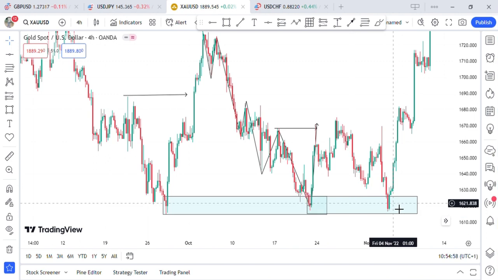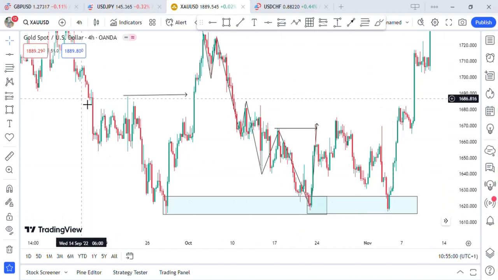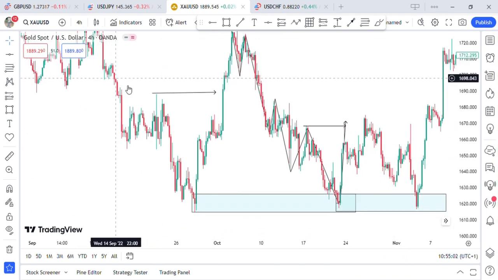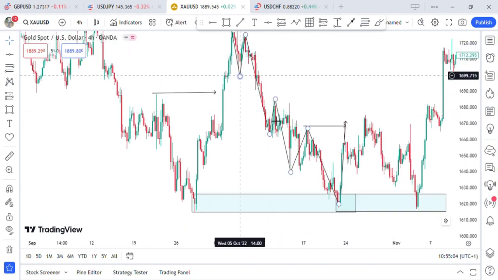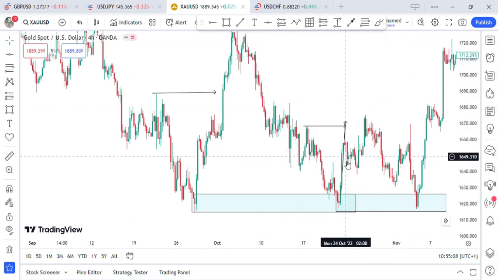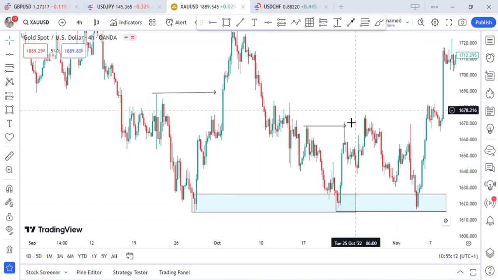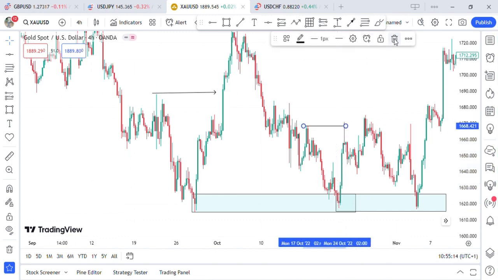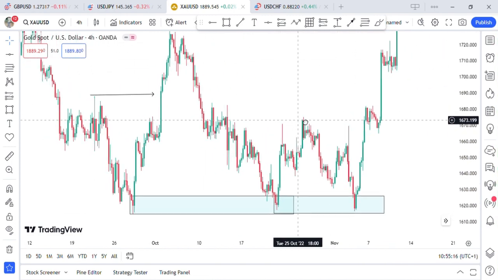So can you see? You have a breakout structure here. What happened on the higher time frame also happened here, in the lower time frame, in this moment. So let me delete this. So how am I going to set my entry?